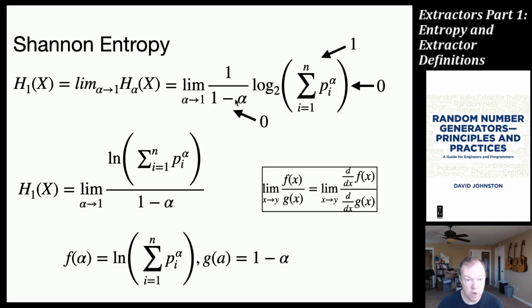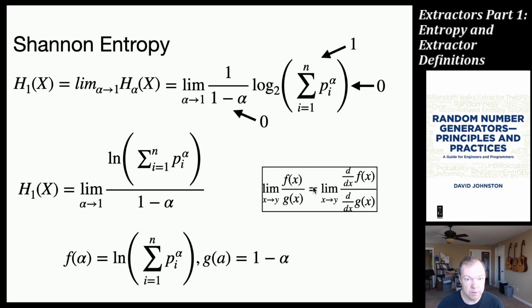When alpha approaches 1, this denominator approaches 0. This thing inside here approaches 1, because if this is p_i to the power 1, that's just the sum of p_i, and the sum of the probabilities in a distribution is always 1, because something's going to happen with 100% probability. So that's a 1. So log 2 of 1 is 0. And so you get to a situation where you have 0 divided by 0, at which point you should be thinking, well, we'll apply L'Hopital's rule.